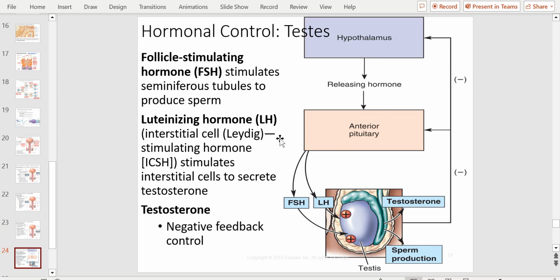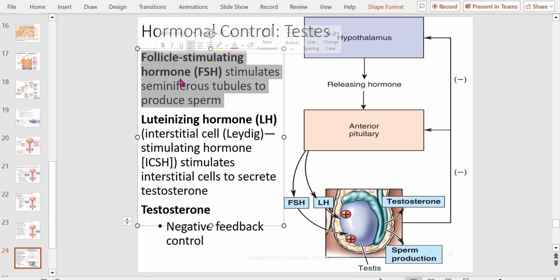And here is a nice little negative feedback loop. When we're talking about the testes, follicle stimulating hormone stimulates the seminiferous tubules to produce sperm, a similar function to FSH in females for egg production. Luteinizing hormone, also called interstitial cell stimulating hormone, acts on the Leydig cells and stimulates interstitial cells to secrete testosterone. The hypothalamus releases GnRH, which tells the anterior pituitary to release FSH and LH, and testosterone turns it all off. So there's your negative feedback.